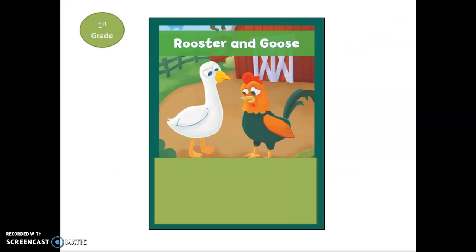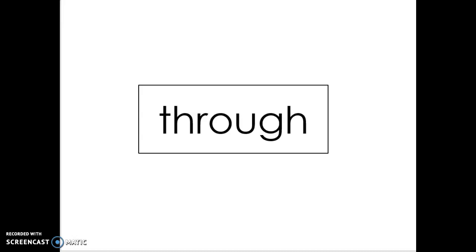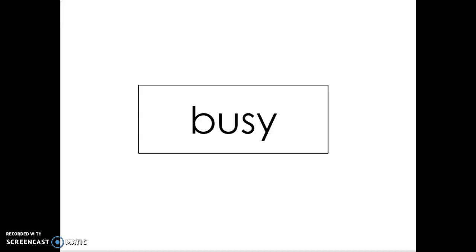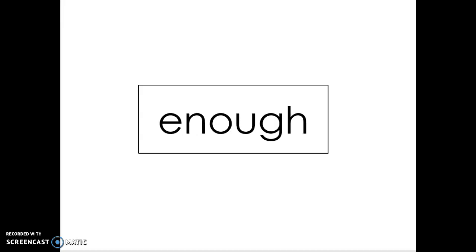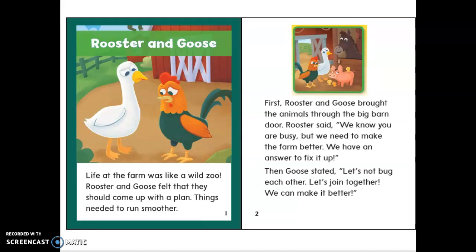Alright, we are going to read the story called Rooster and Goose. So we have oo and oo. Okay? This word is was. What's the word? They. What's the word? Should. What's the word? Come. What's the word? Through. What's the word? Busy. What's the word? Answer. What's the word? Enough. What's the word? Eyes. What's the word?